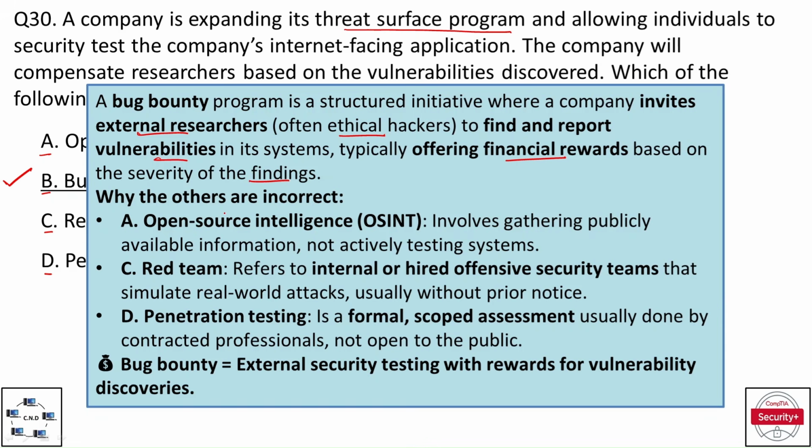So why the other options are incorrect? Option A, open source intelligence or OSINT involves gathering publicly available information, not actively testing systems. Option C, red teams refers to internal or hired offensive security teams that simulate real-world attacks, usually without prior notice. And option D, penetration testing is a formal scoped assessment usually done by contracted professionals, not open to the public. So, bug bounty is equal to external security testing with rewards for vulnerability discoveries.